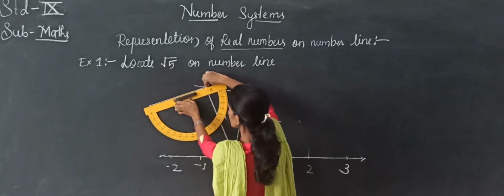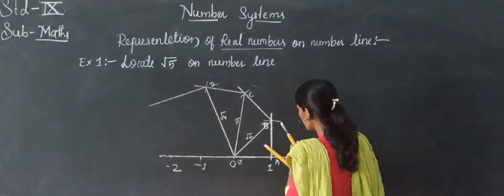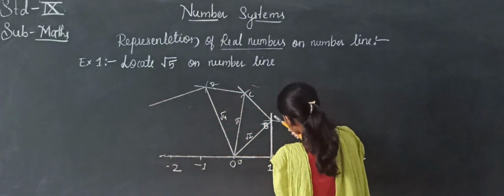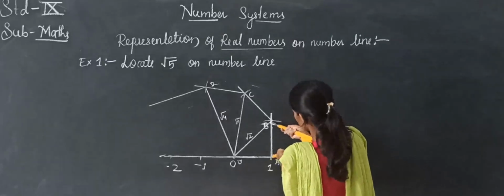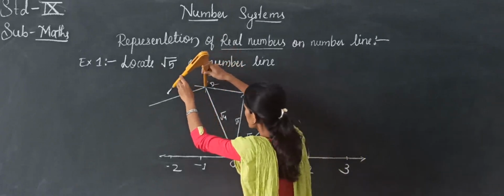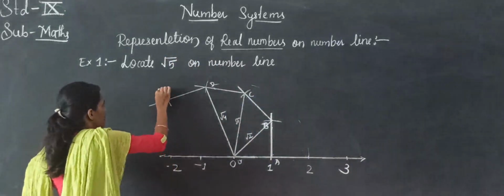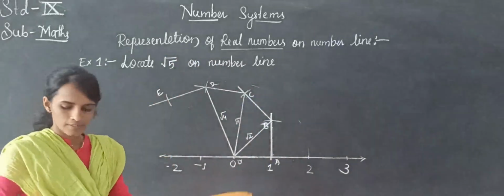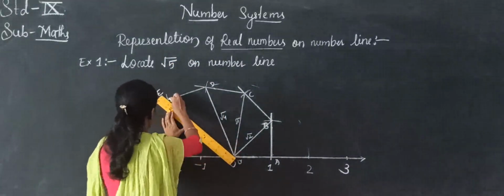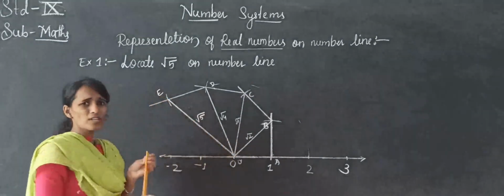Getting it, students? Draw a straight line. Again take a compass. That has to be 1 unit, from A to B it is. Take D as a center and cut this one. That you will get as E. From E to O you can join. E to O you will get the required root 5. Root 5.